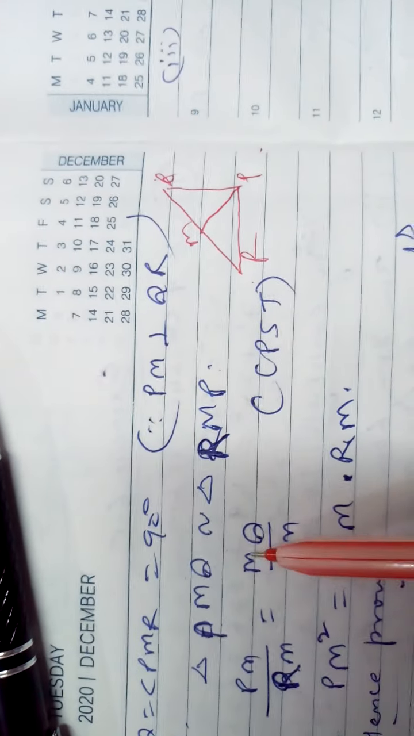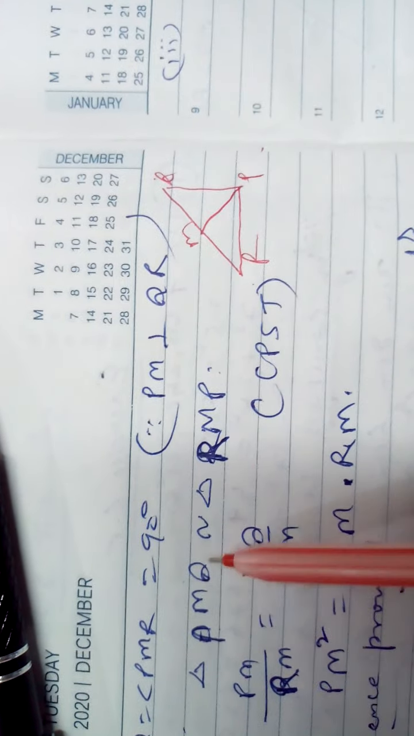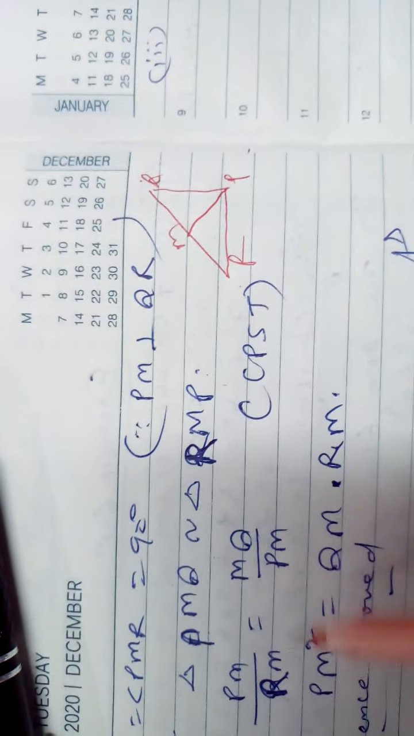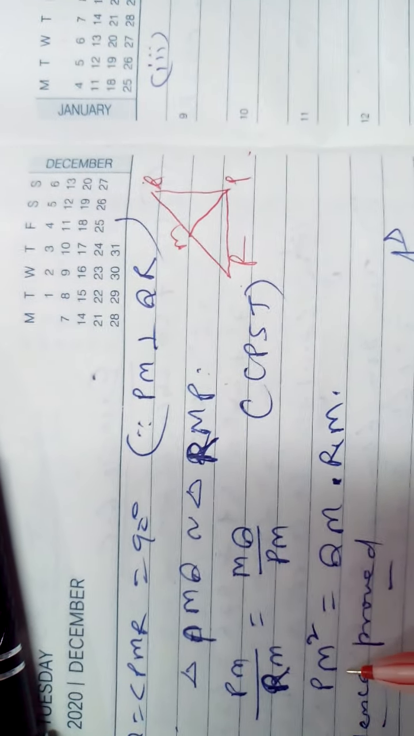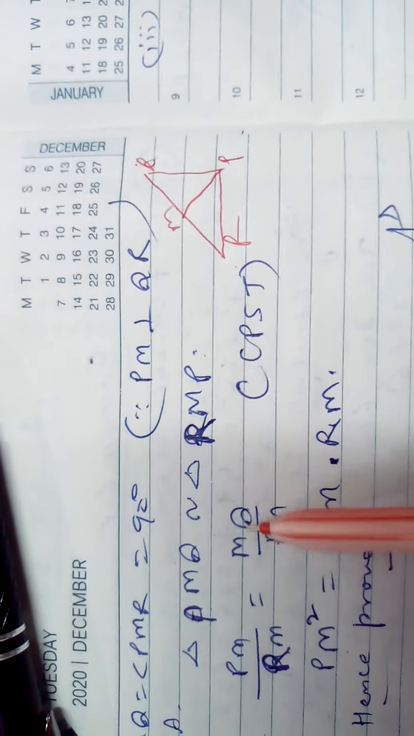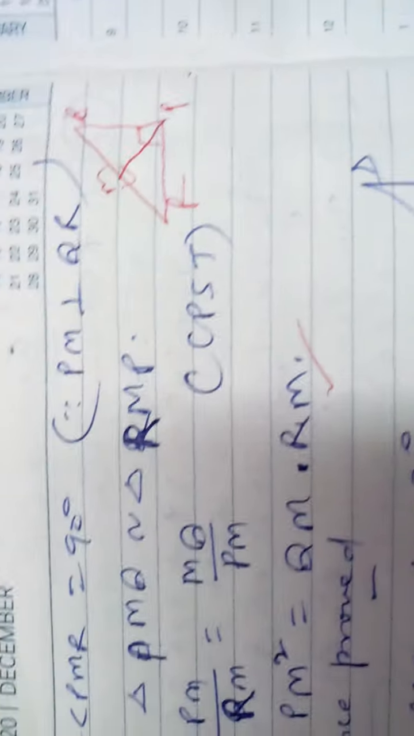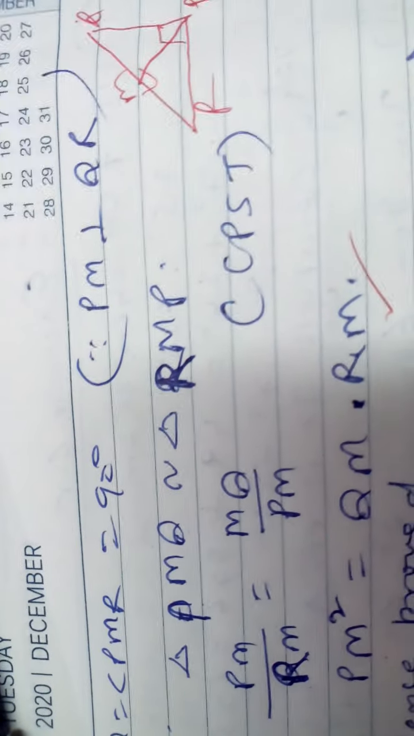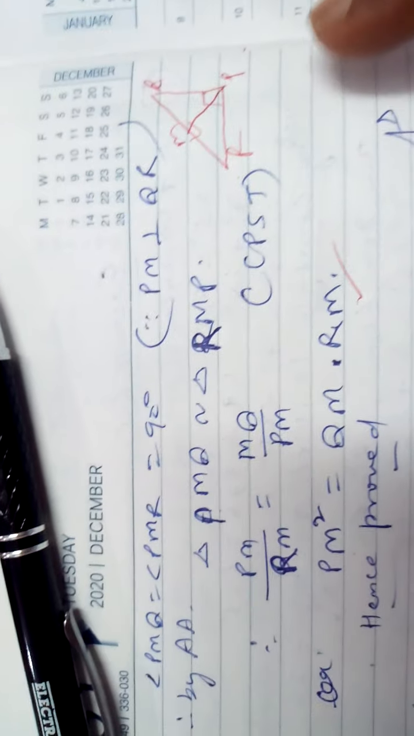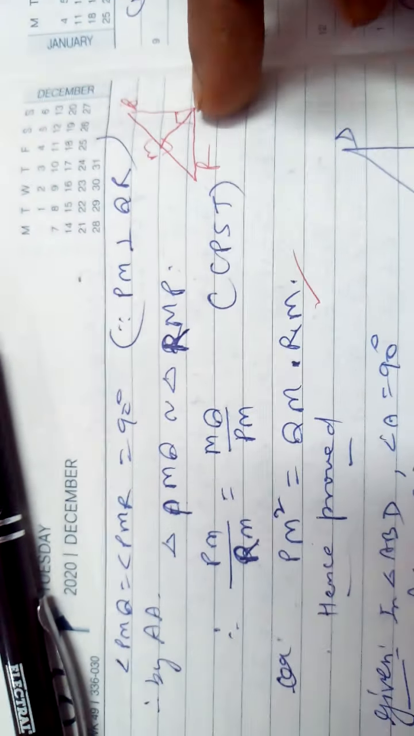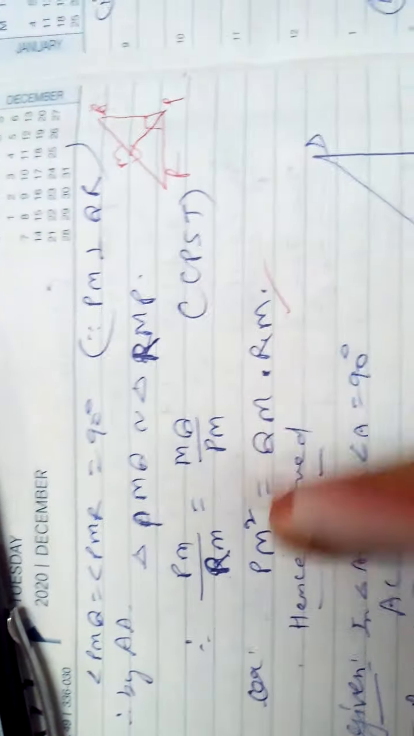So you are getting PM upon RM is equal to MQ upon MP. Cross multiply. PM square is equal to QM into RM. Hence proved. Very simple. Double A. Or you can apply the theorem, because it is 90 and it is also perpendicular. You can apply the theorem given before the Pythagoras: a perpendicular from right vertex divides the triangle into similar triangles. You can apply this. So directly you can write PMQ similar to RMP and then write this relation.